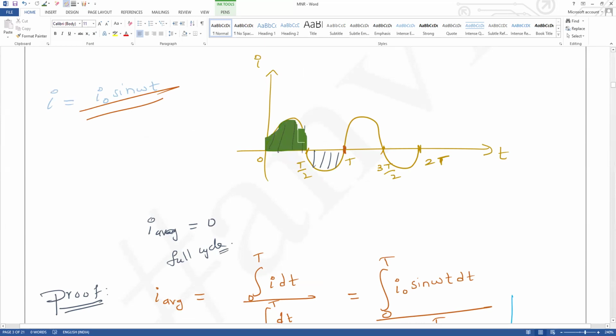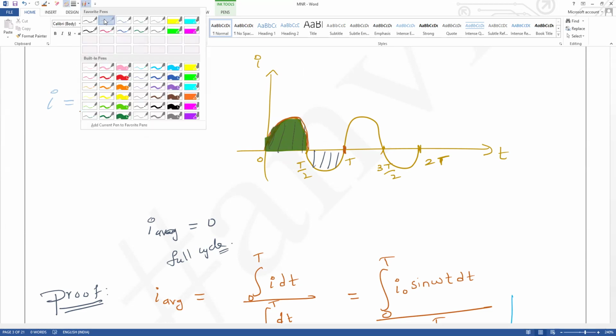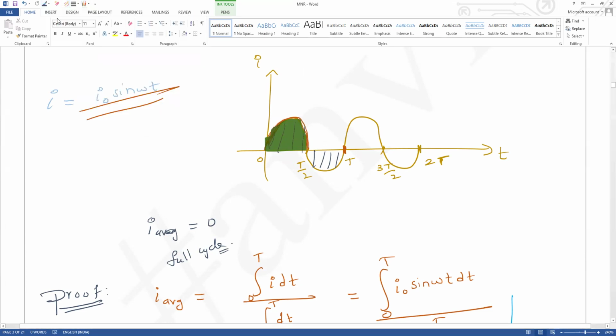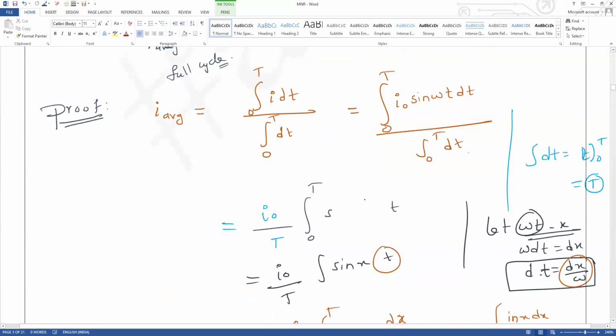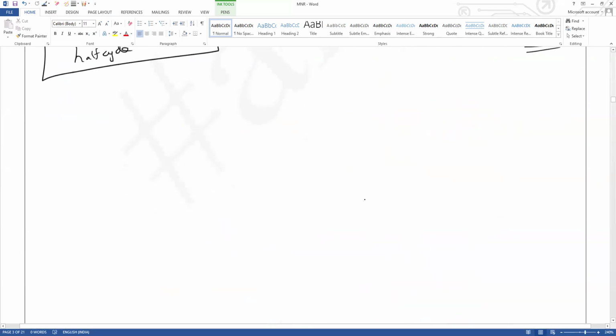So what is the time period? 0 to T by 2. Do you understand, everyone? Yes, sir. 0 to T by 2. So shall we proceed now? So that is only called as what? Full cycle or half cycle? Everyone, it is half cycle.